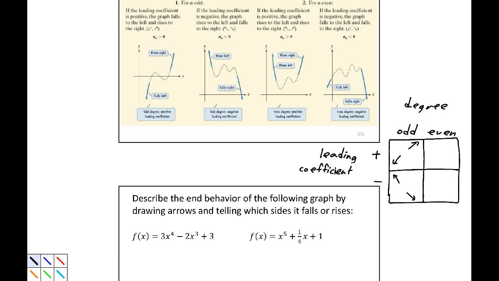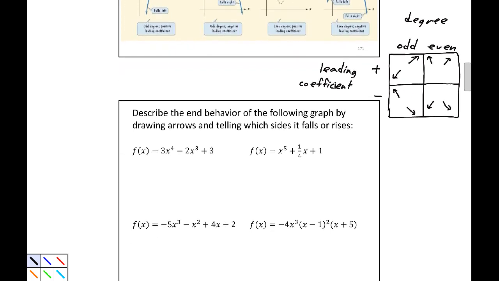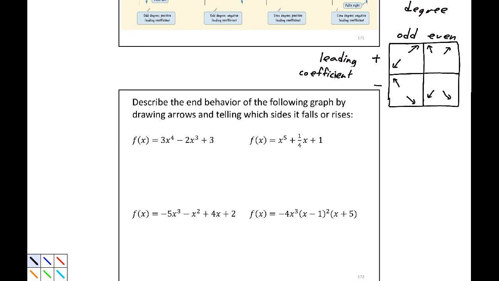Then, if the degree is even, but the leading coefficient is positive, then it rises to the left and rises to the right. 4th case. If the degree is even, but the leading coefficient is negative, then it falls to the left and falls to the right. These should remind you of the behavior of lines with a positive slope, a negative slope, and quadratics with a positive a value and a negative a value. Now let's use this to determine and describe the end behavior of the following graphs by drawing arrows and telling which side rises or falls.